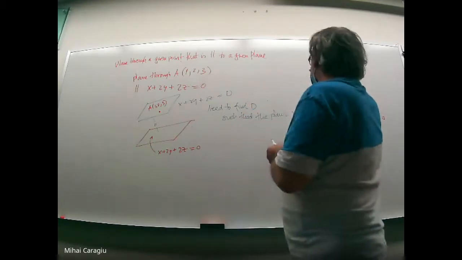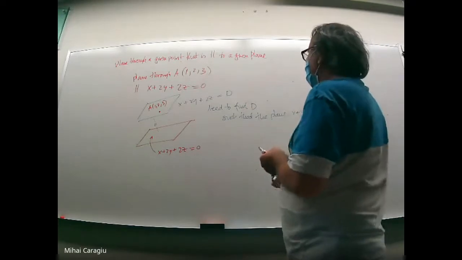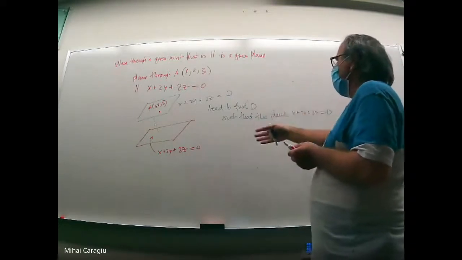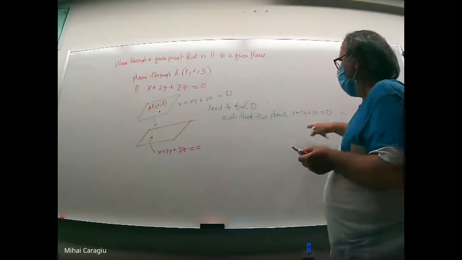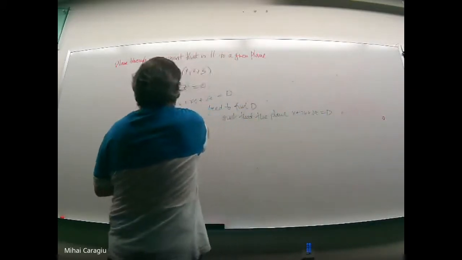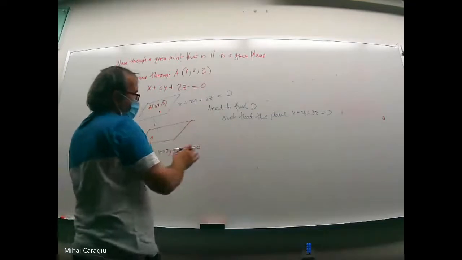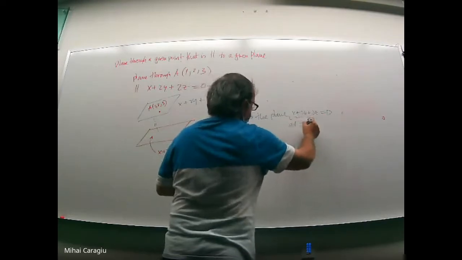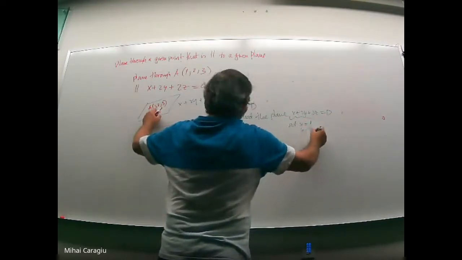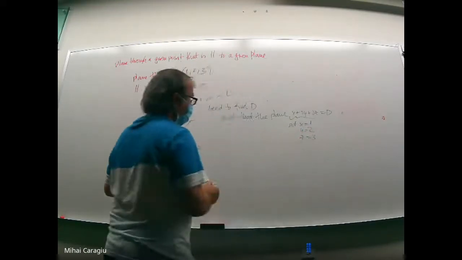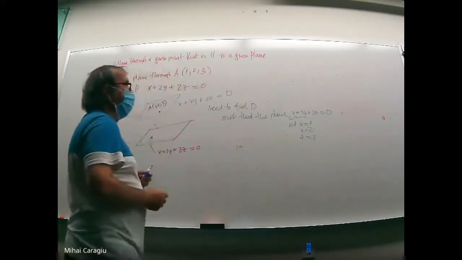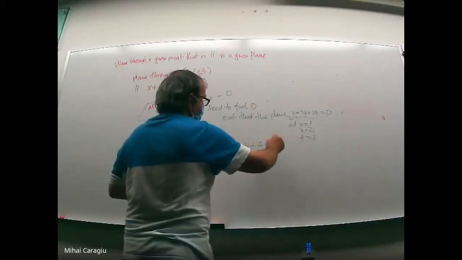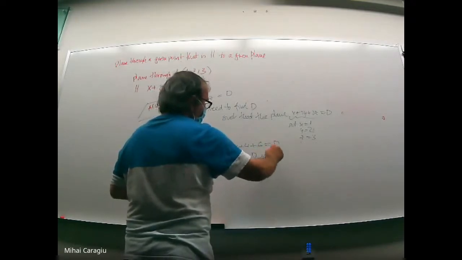If we don't say anything, x plus 2y plus 2z equals d is a general equation of a plane parallel to x plus 2y plus 2z equals 0. But we need to fit d such that this plane contains the point 1, 2, 3. So what do we need to do? We set x equals 1, y equals 2, z equals 3. What do we get? 1 plus 4 plus 6 equals d. Therefore, d equals 11.